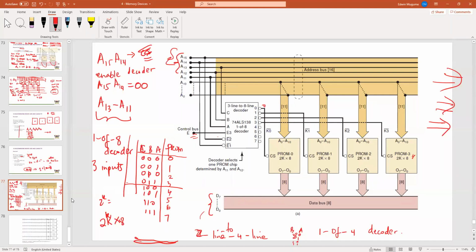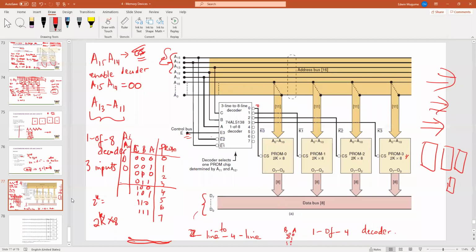But remember, the whole time, A15, A14 is 00. That one also has its own consequences. Now we could add four more here. And if we added four more here, they would work up to 111. So that I have this one. Now this one connects to the last one. This line would connect it to this one, that one to that one, and so on and so forth.